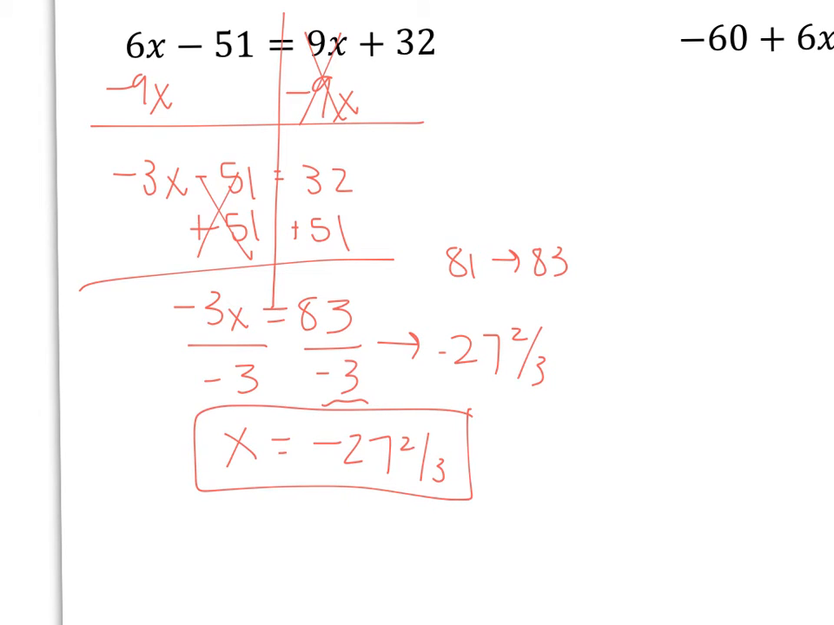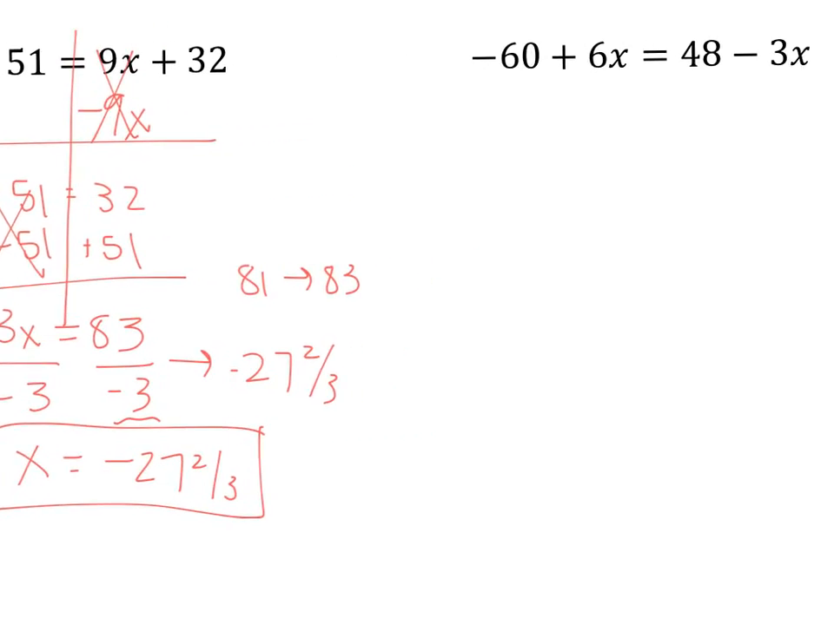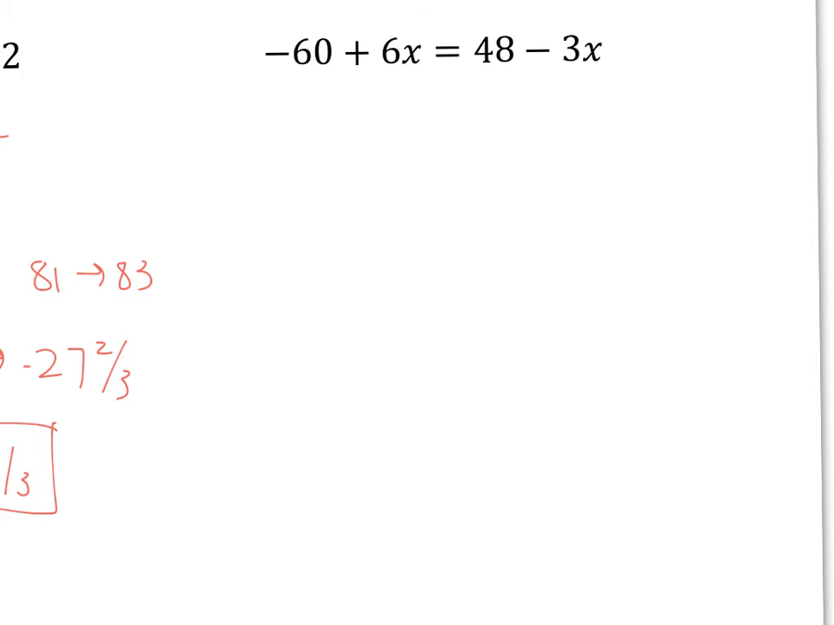Or if I did write it as a decimal, that is negative 27.6667, which is the decimal for 2/3. So it'd be negative 27.67 repeating. All right, let's look at the next example.